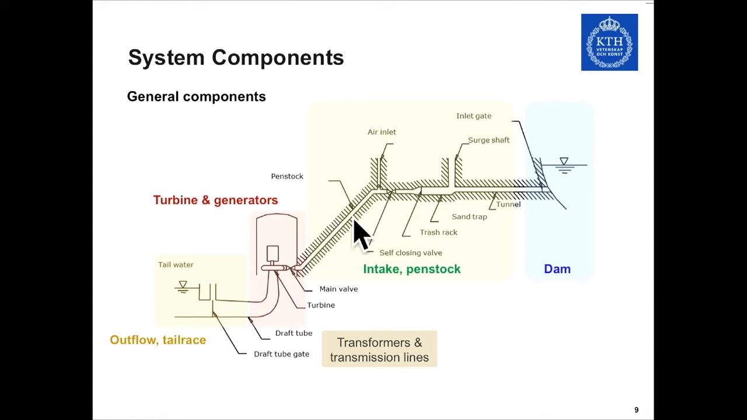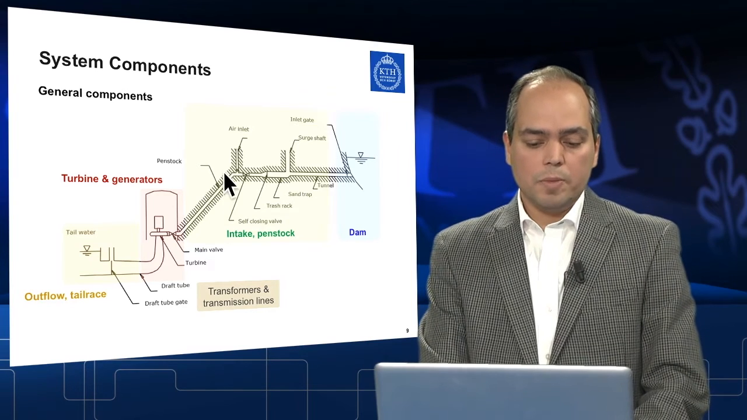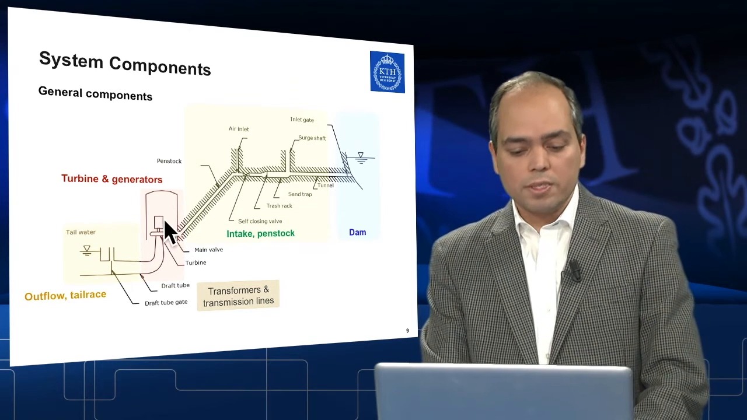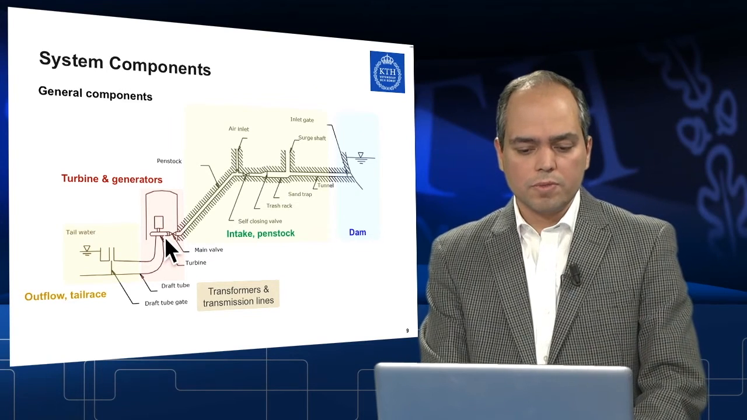Along the way, there are different components. It could be a tunnel, a sand trap, or a trash rack in order to stop large debris in the water. Then we also have the surge shaft in order to eliminate the pressure rise in this transport system, the penstock, and then of course the turbine itself. We will take a closer look at the turbine in the next series of the lecture.